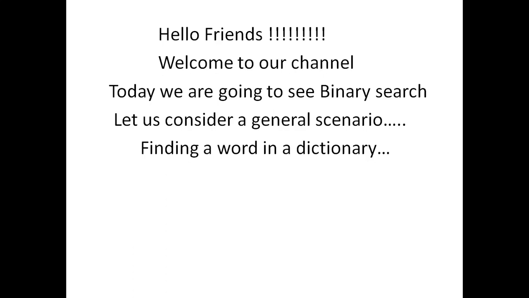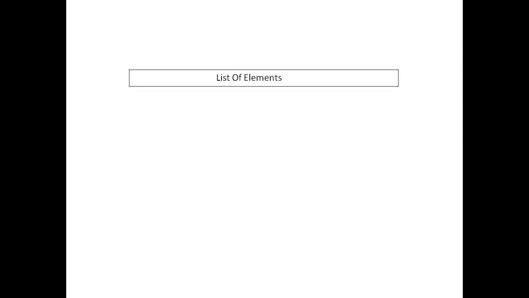If the word seems to be in the first half, we apply the same process to the first half. Otherwise, we apply the same process for the second half. Binary search also works in the same way. For a given list of elements, if the key is found to be in the first half, then we work on the first half. Otherwise, we work on the second half.